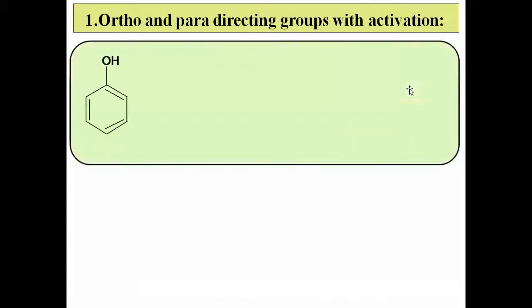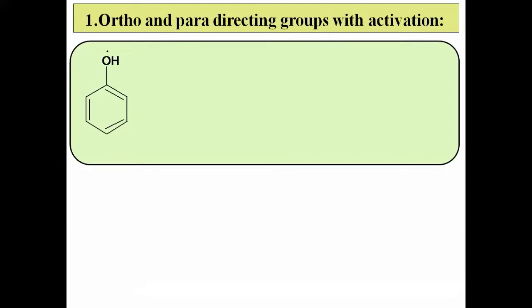Why these are the activating groups? Why the electrophile attacks at ortho and para position? हे आपण बघणार आहोत. Consider the example. Okay. OH, NH2, NHR. Okay. Then SH. These are the example.